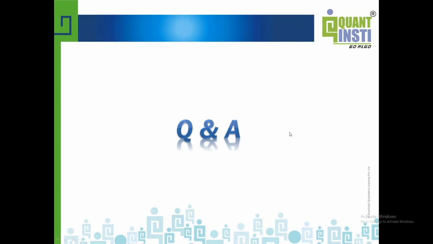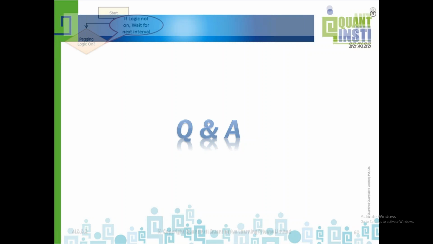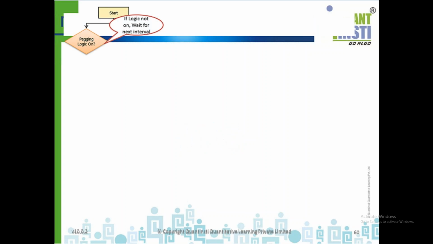Can we calculate the ratio dynamically? This is subjective, right? If you want, you can have an algorithm for it, but this is pretty much subjective, right?